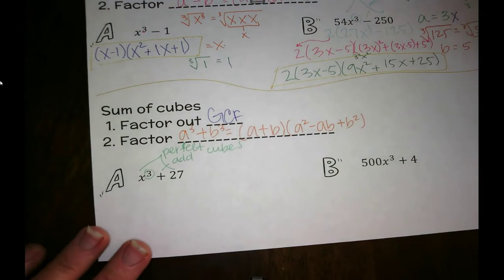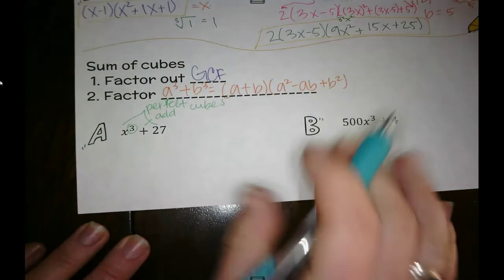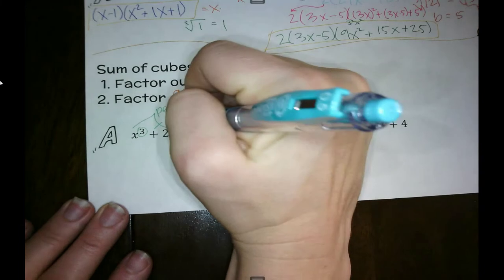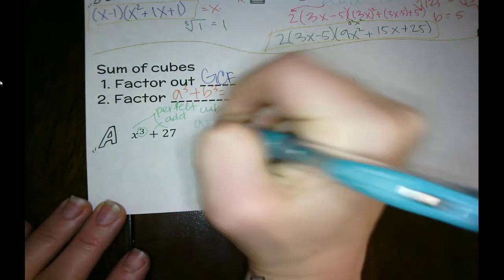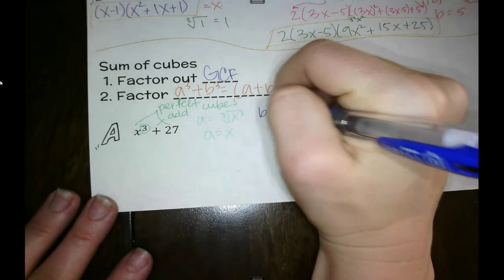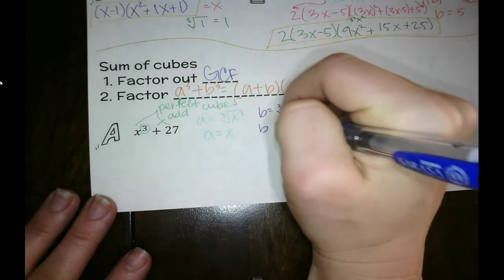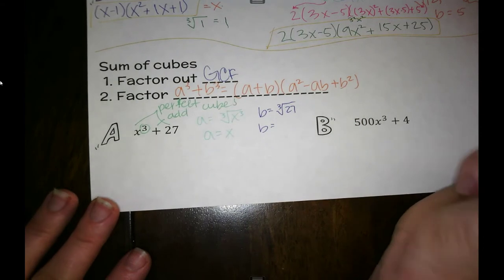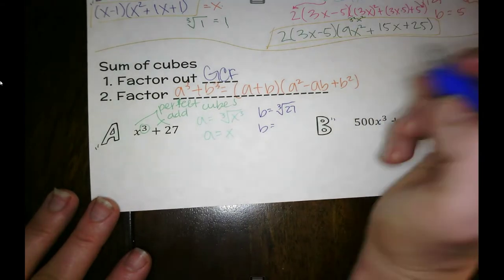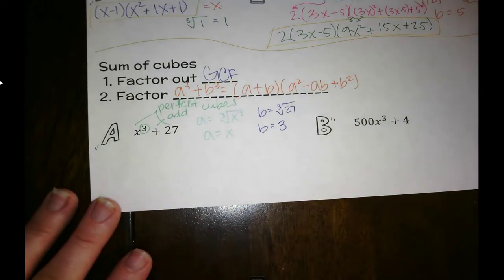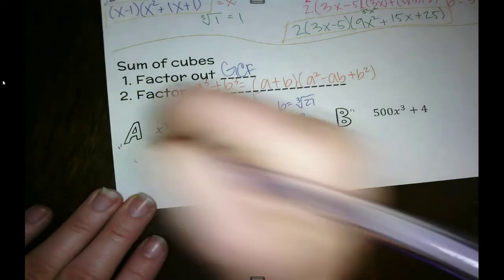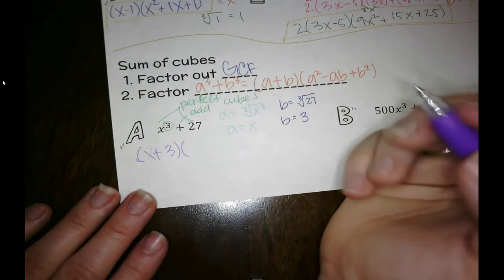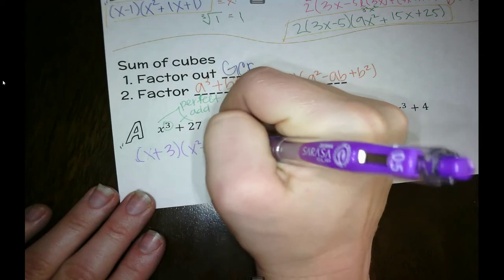Okay, of course we're going to factor out our GCF. And we're going to go through the same steps. A is going to equal the cube root of x to the third, so we know that a is x. And b is going to equal the cube root of 27. And didn't we do that already up here? So the b is going to be 3. So let's put it into our factors. It's going to be x plus 3 times x squared minus 3x plus 9.